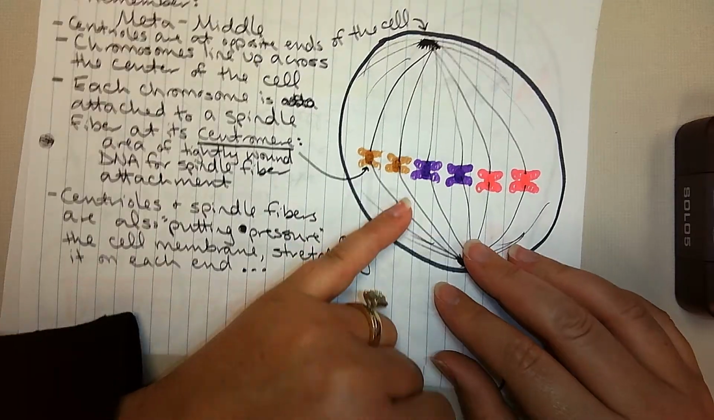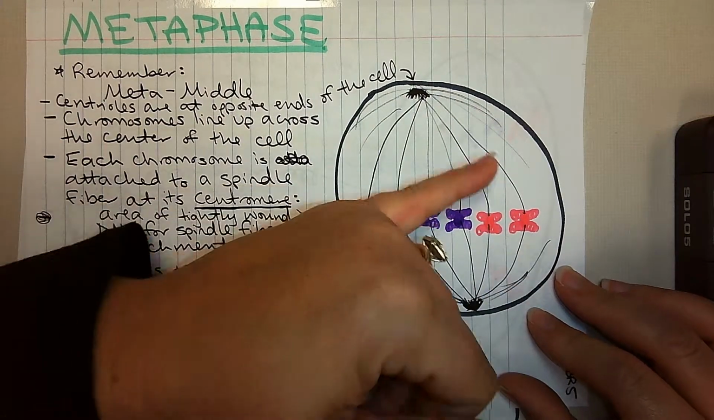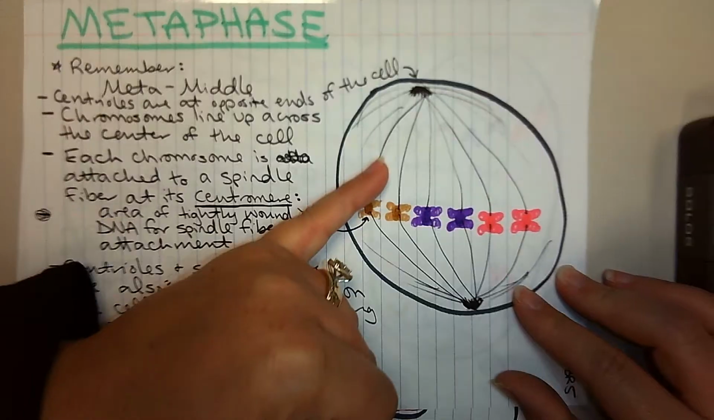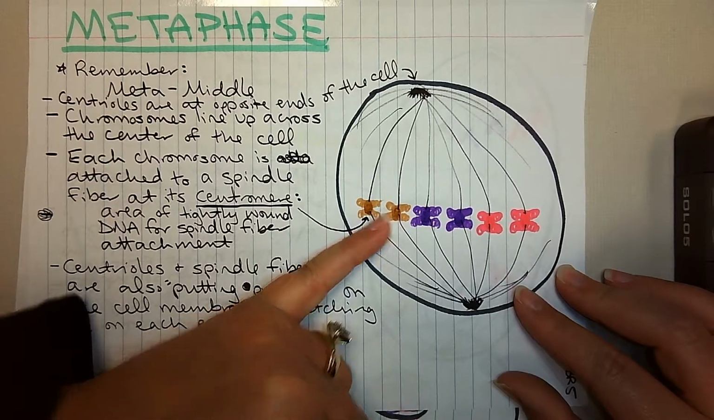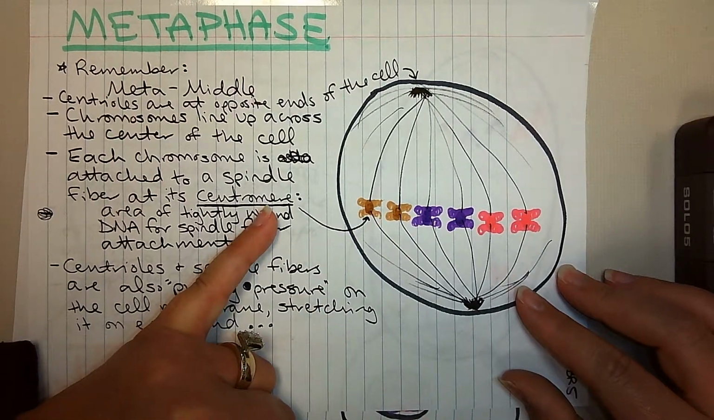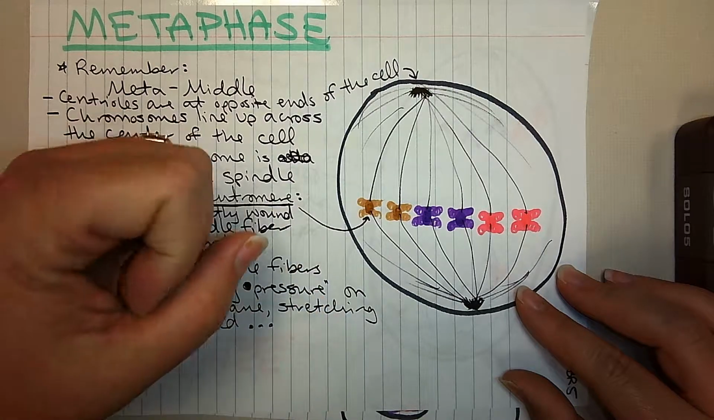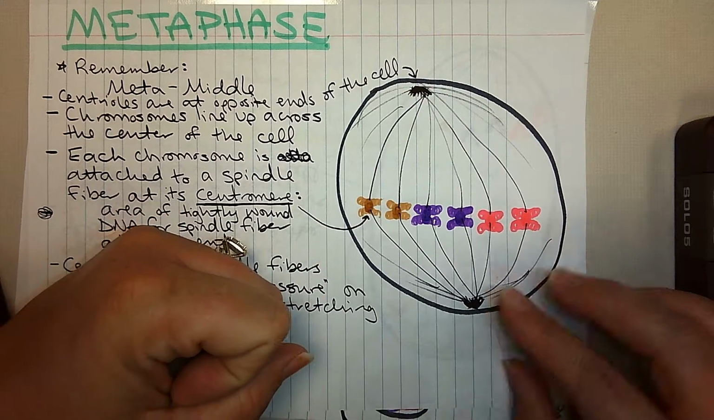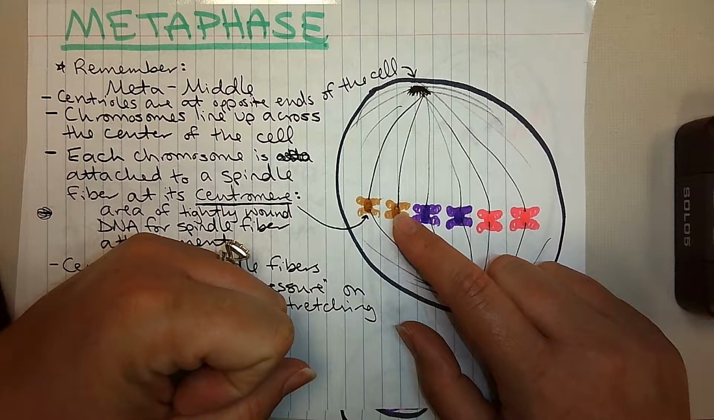So they've all replicated, and these spindle fibers have come to join them on what's called the centromere. And the centromere is just a super tightly wound up area of the DNA.